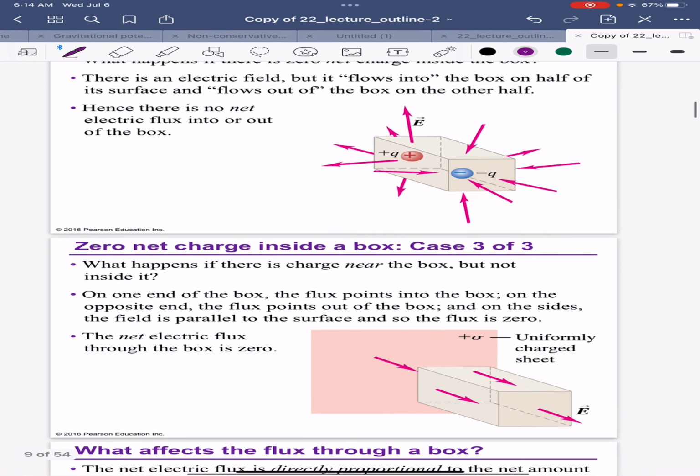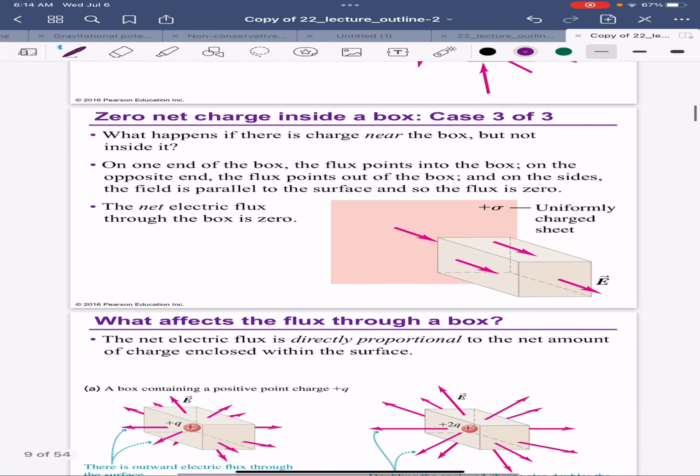Also, what happens if there is a charge near the box? Then again, we are going to find that there are lines that enter the box, and the same number of lines leave the box, and then the net flux is going to be zero.